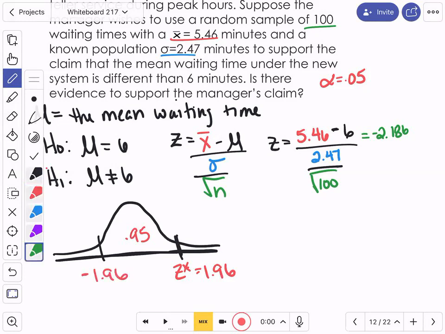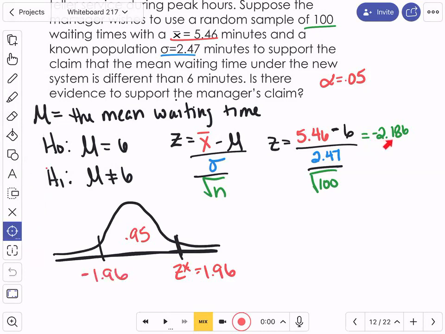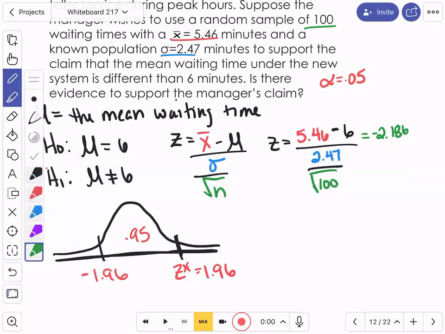The question is now, where is this negative 2.186 falling? Is it falling into the safe region, the plausible region, the fail to reject region, or is it falling into the rejection regions? Where does that negative 2.186 fall? Rejection region. Good. It's falling in the rejection region out here. So because it's falling in the rejection region, we're going to reject H0. We're going to reject the null.